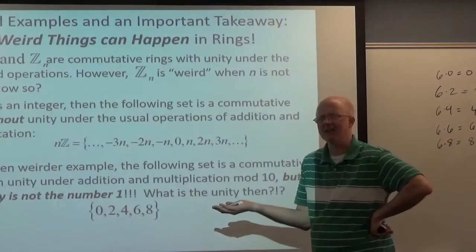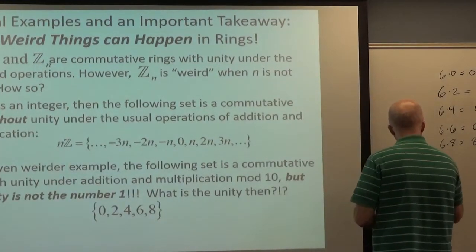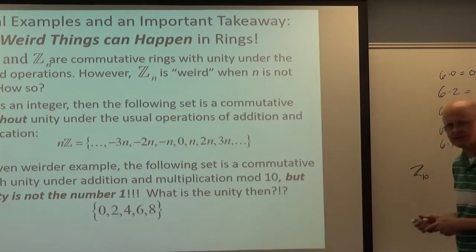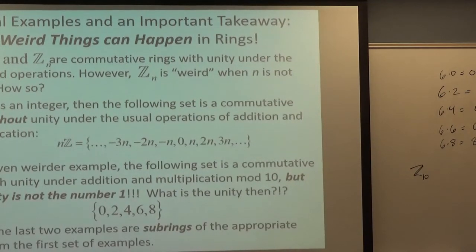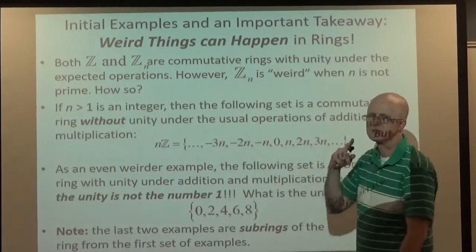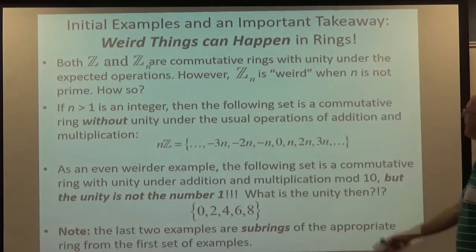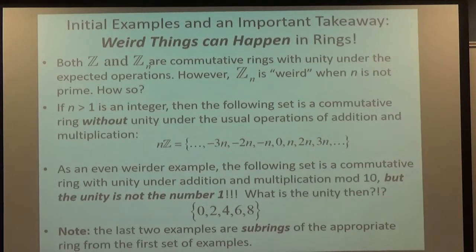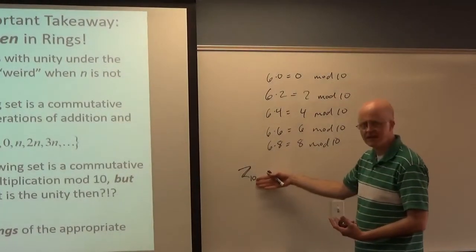But wait a minute. Wouldn't this be like a subring of Z10? There is such a thing as a subring. Yeah, the last two examples are subrings. Just like there's an idea of a subgroup, there's an idea of a subring of the rings above. So if this is a subring of that, how could 6 be the unity? Wouldn't that mean 6 is a unity in here?